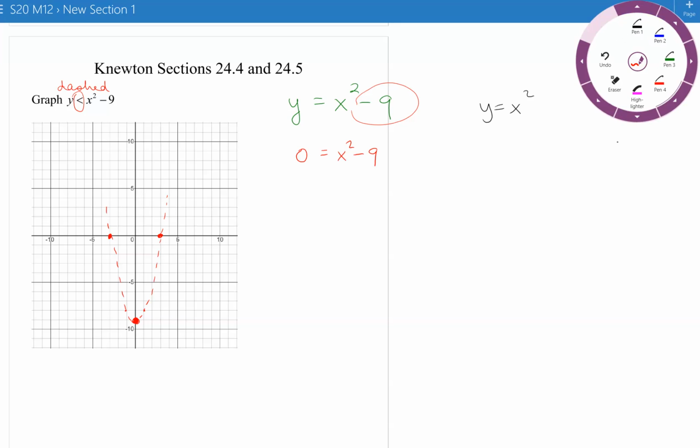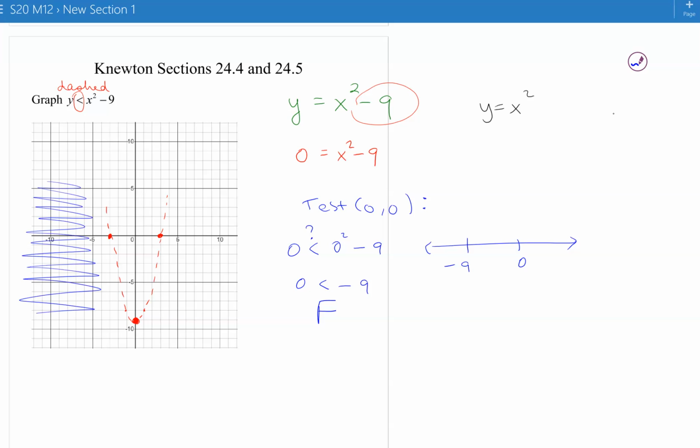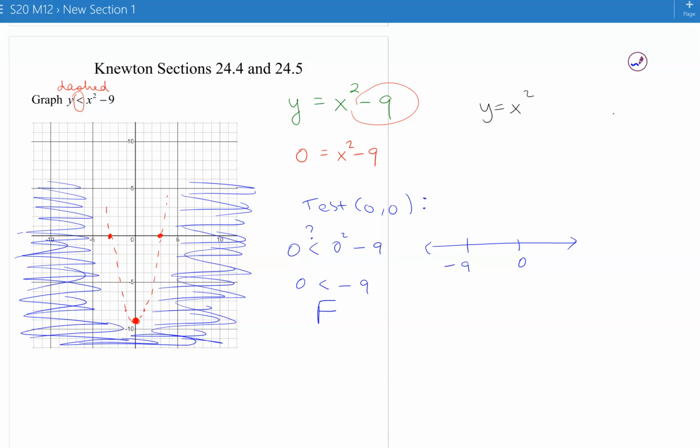Okay, then again we have to decide whether we want the points inside the parabola or outside the parabola. So let's test 0, 0 and see what we get. We're asking the question, is 0 less than negative 9? And it always helps me to put them on a number line. Oh, 0 is greater than negative 9. So this is false. So I want to shade where 0, 0 isn't. So I'm shading outside of the parabola.